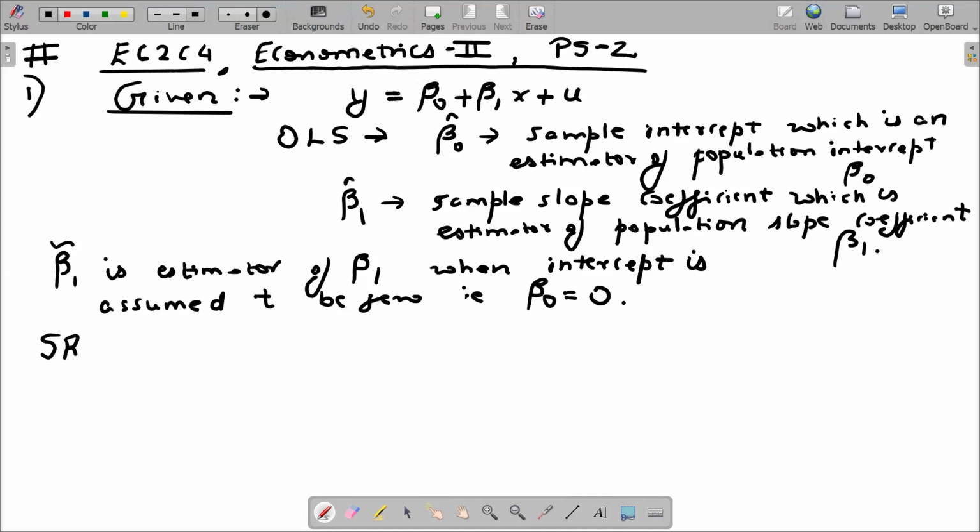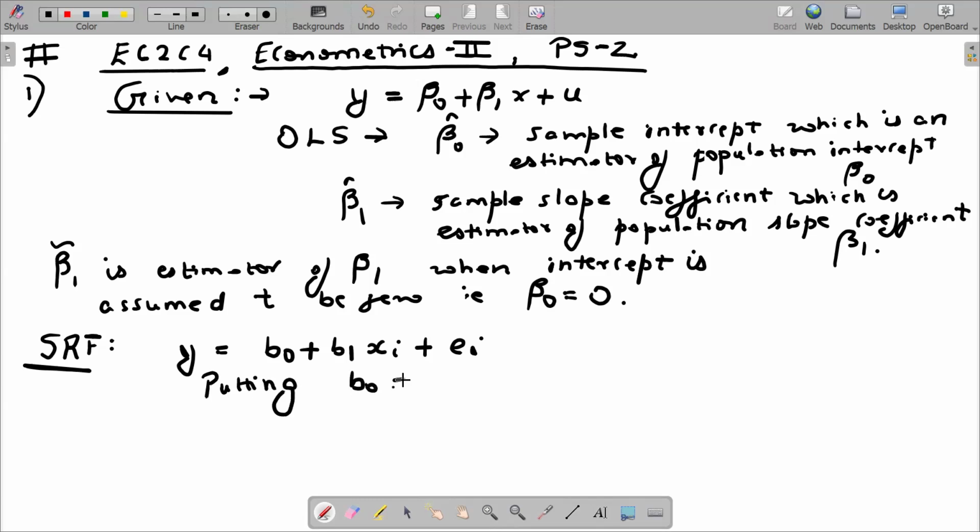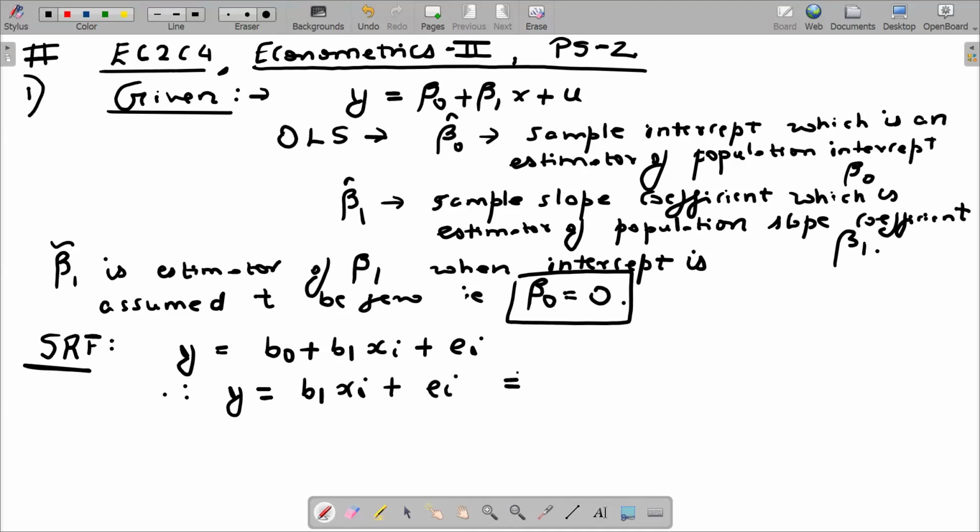My sample regression function in general is yi equals b0 plus b1 xi plus ei. So putting b0 equal to 0, because we are given that beta naught is equal to 0. If my population intercept is equal to 0, I can write that therefore yi is equal to b1 xi plus ei. So what will ei be? yi minus b1 xi. This is going to be my ei.